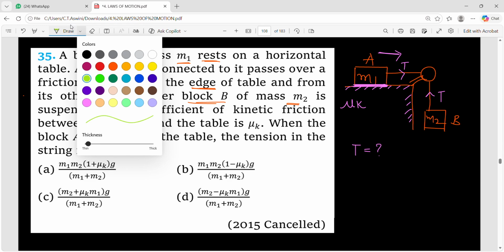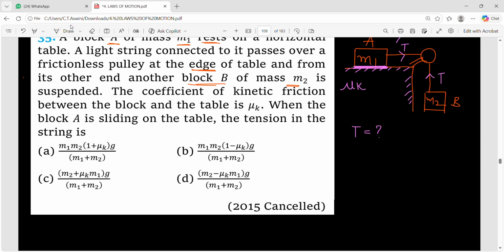Why will the block A slide first of all? You have to find tension, fine. But why will the block A slide? Have you understood the question? There are two blocks. One block is on the table, the other block is hanging. You have to find the tension.